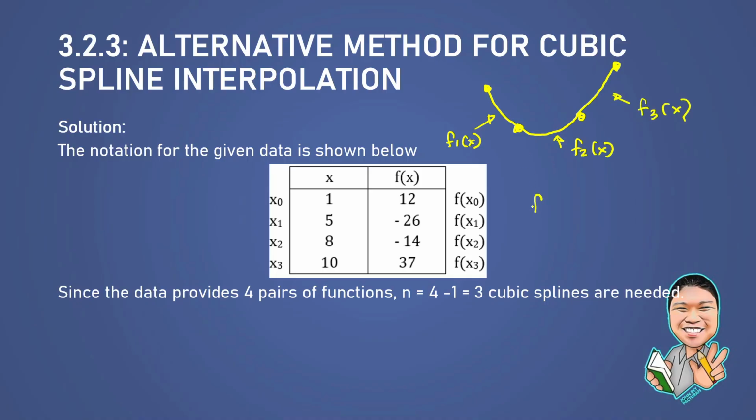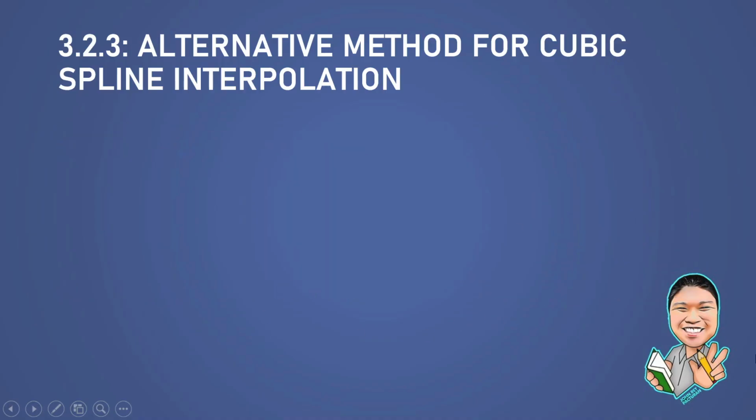Basta alam natin na yung f1 of x, hindi pa natin alam yung function, pero sigurado ka na yung f1 of x class ay naka-range na 1 to 5, di ba? So, therefore, this is from 1 to 5. Yung f2 of x is naka-range ng 5 to 8. And yung f3 of x is naka-range ng 8 to 10. Okay? So, again, since the data provides 4 pairs of function, 3 cubic splines are needed.